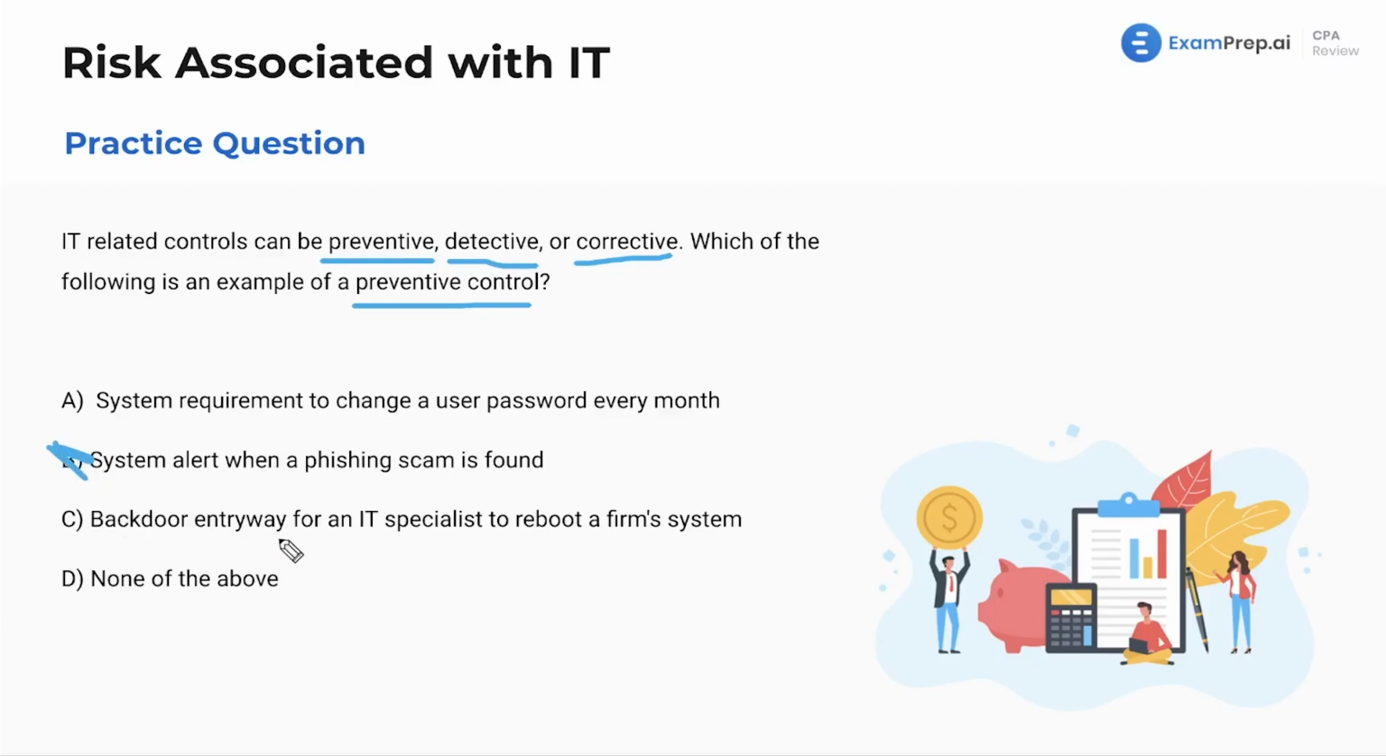A backdoor entryway for an IT specialist to reboot a firm's system. This sounds corrective to me because if you need to reboot a system, presumably something has happened already, and you're correcting that issue. You're correcting that error. You're going in as the IT specialist, right? Presumably you have authorization to do so, and you're going to correct an issue. And since letter A seems to be a solid preventative control, I'm going to cross off letter D, leaving us with our final answer of a system requirement to change a user password every month.